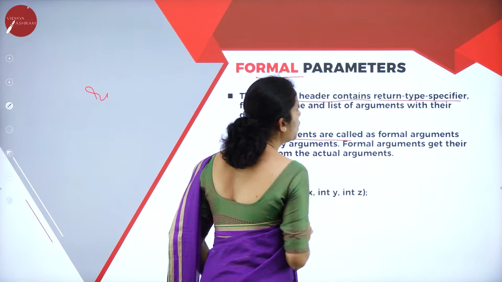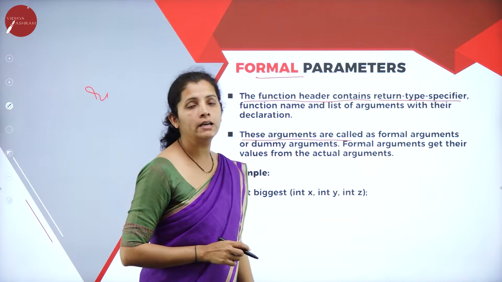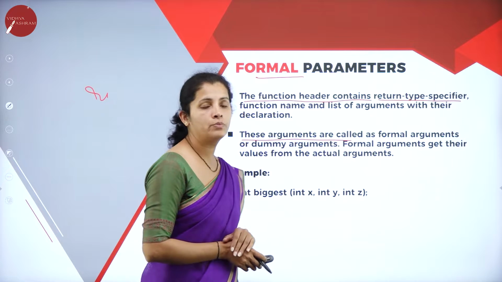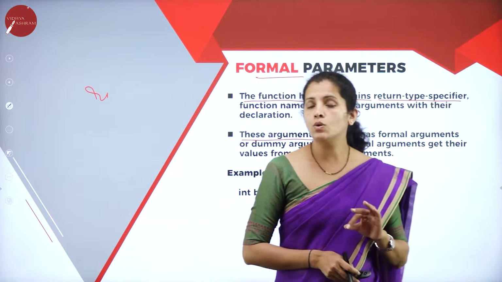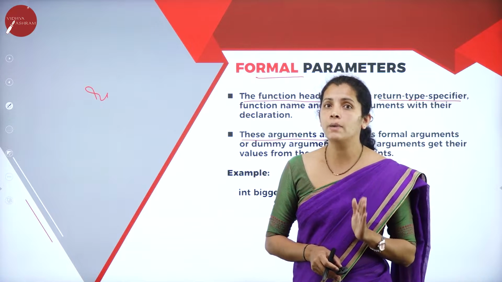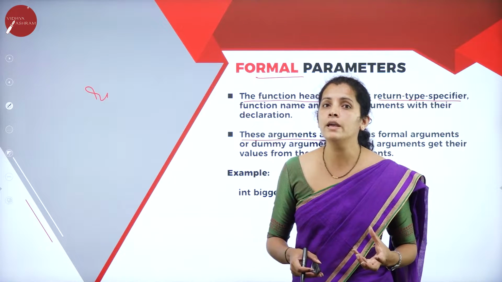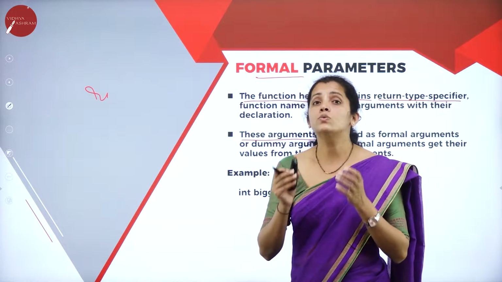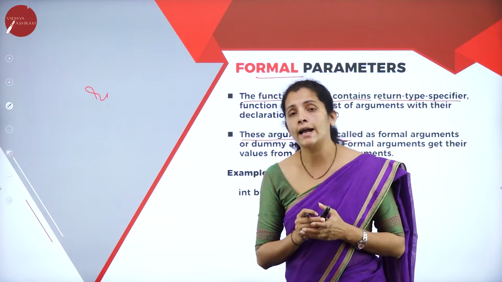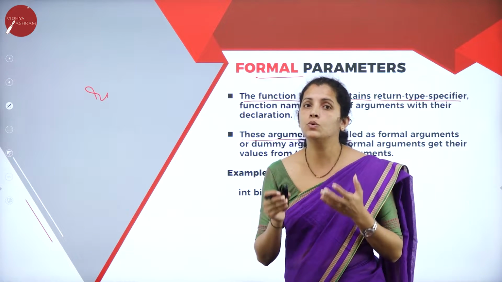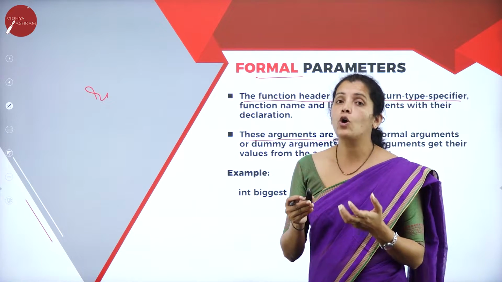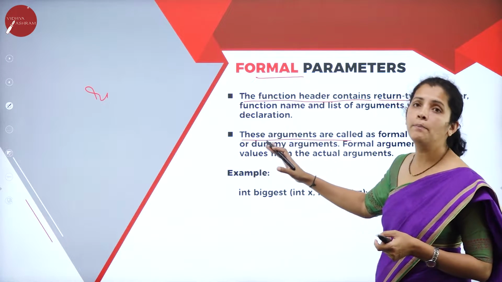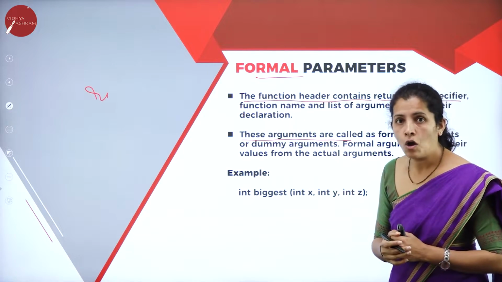These arguments are called formal arguments or dummy arguments. The formal arguments get their value from the actual arguments. So whatever argument I use in my function prototype is called a dummy argument. Why is it called a dummy argument? Because it is going to receive the argument from the actual argument. That means it is going to receive the values or arguments from the function call. For that reason, it is called dummy arguments or empty arguments.